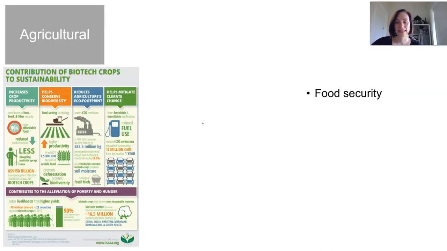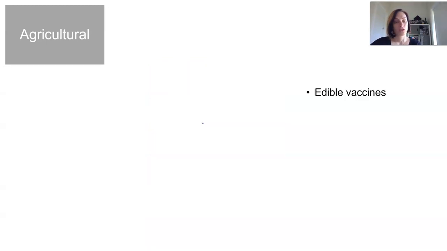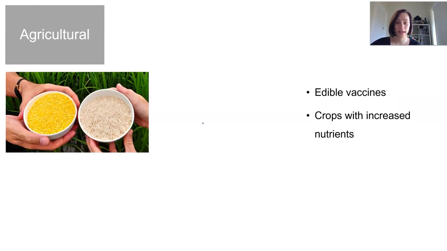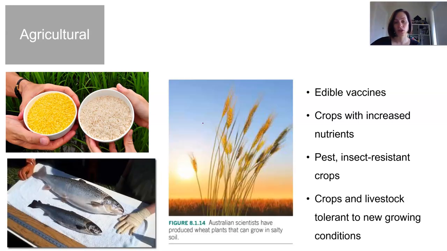Agriculturally, we're talking things like food security, so making sure that we can actually feed our growing human population. We're talking things like lab-grown meat. We're talking things like genetically modified organisms like edible vaccines, other pharma crops, crops with increased nutrients like golden rice. We're talking crops that are pest and insect resistant, and crops and livestock that are tolerant to new growing conditions as our own climate conditions change.